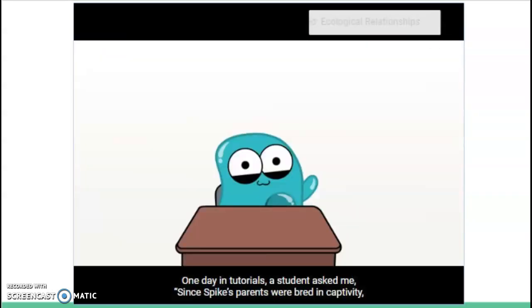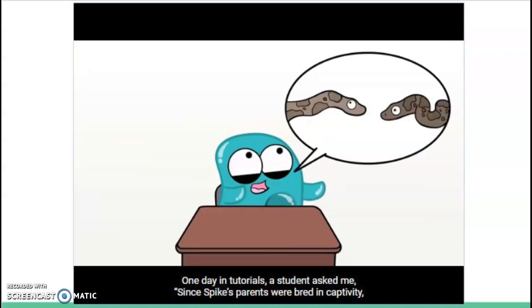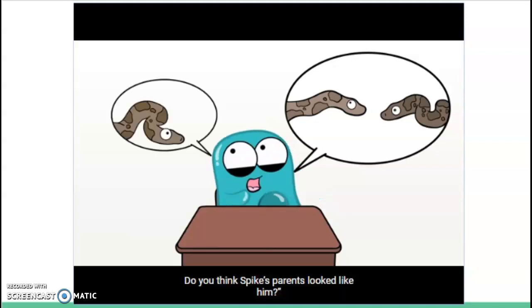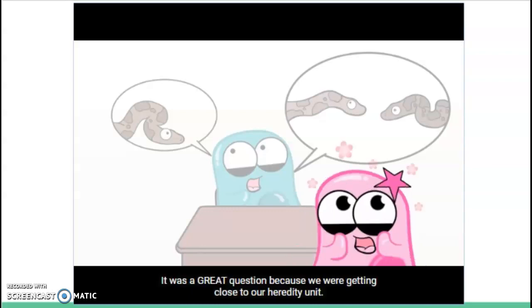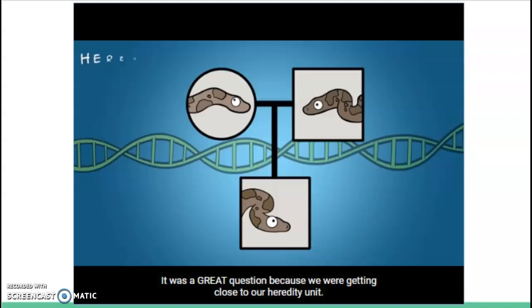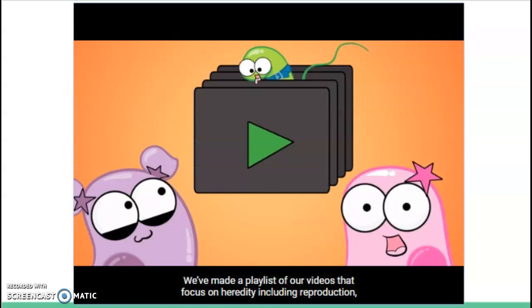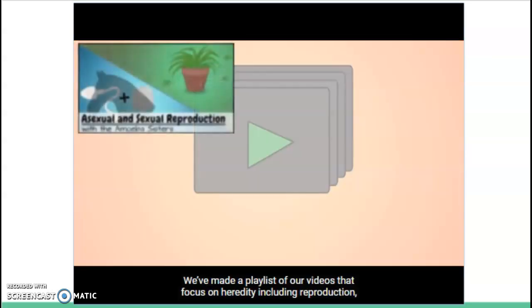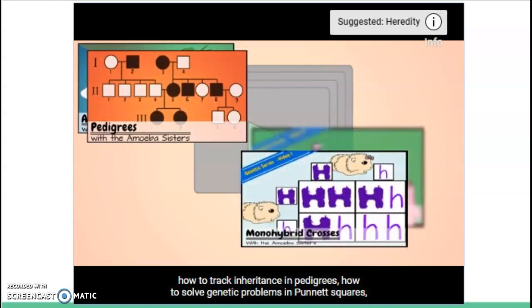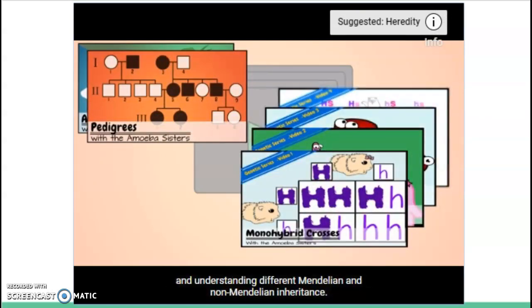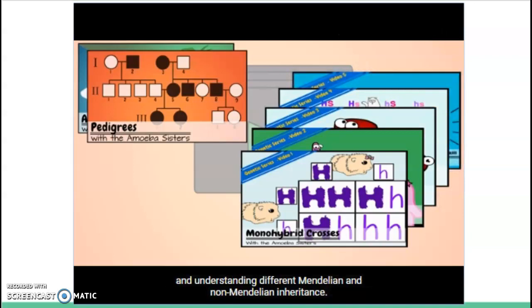One day in tutorials, a student asked me, since Spike's parents were bred in captivity, did you ever see Spike's parents? Do you think Spike's parents looked like him? You can't ask a question like that and not expect an answer. It was a great question because we were getting close to our heredity unit. Heredity is about how traits are passed down from parent to offspring. We've made a playlist of our videos that focus on heredity, including reproduction, how to track inheritance and pedigrees, how to solve genetic problems in Punnett squares, and understanding different Mendelian and non-Mendelian inheritance.